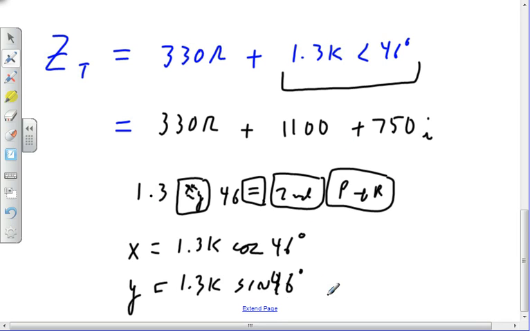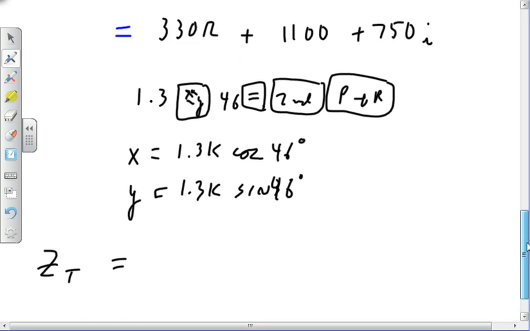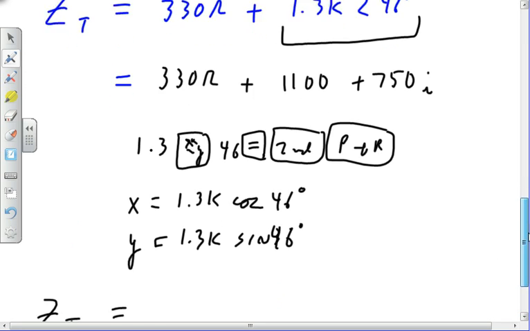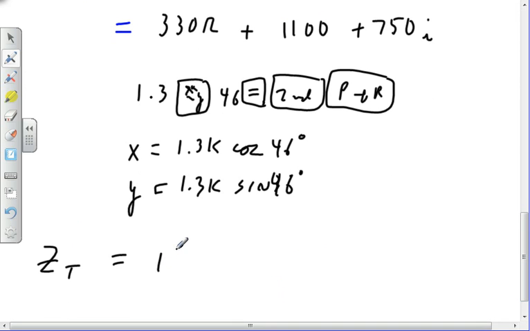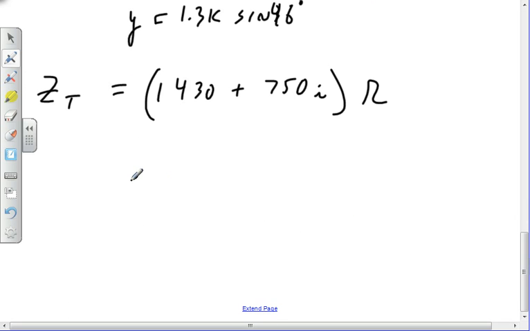All right, now that I've done it, my real portion adds, my imaginary portion stays the same. So now my total impedance becomes 1,430 ohms plus 750I ohms. Now I'd want that to be a polar coordinate guy, not a rectangular coordinate guy.